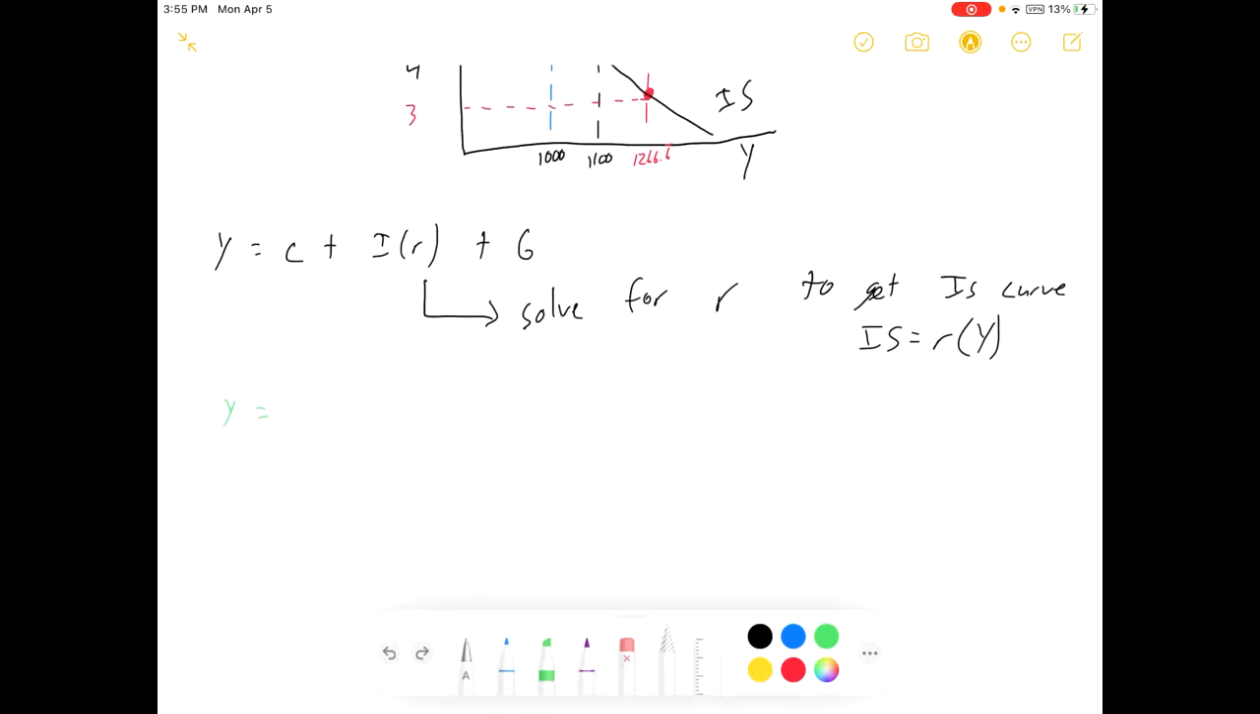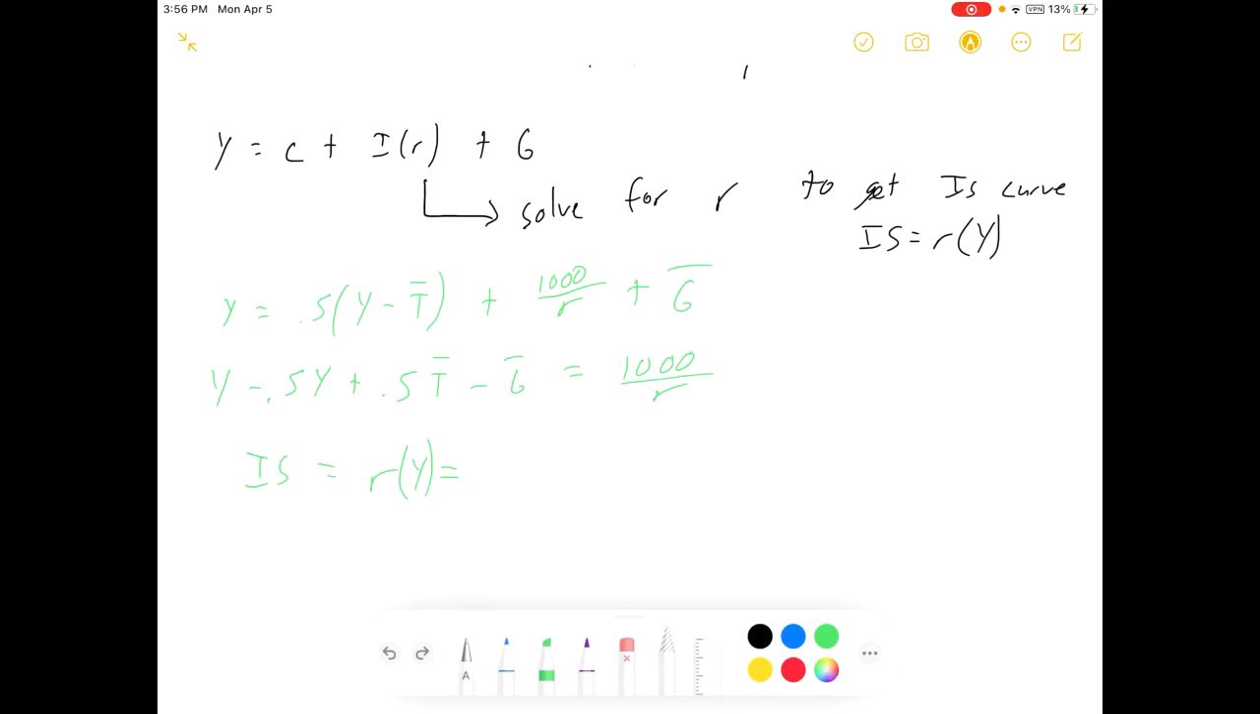Let's look at it with this specific example and then we'll be done. Y is equal to C plus I plus G. Okay, solve for R. Y minus 0.5Y plus T minus 0.5 T bar minus G equals 1,000 over R.